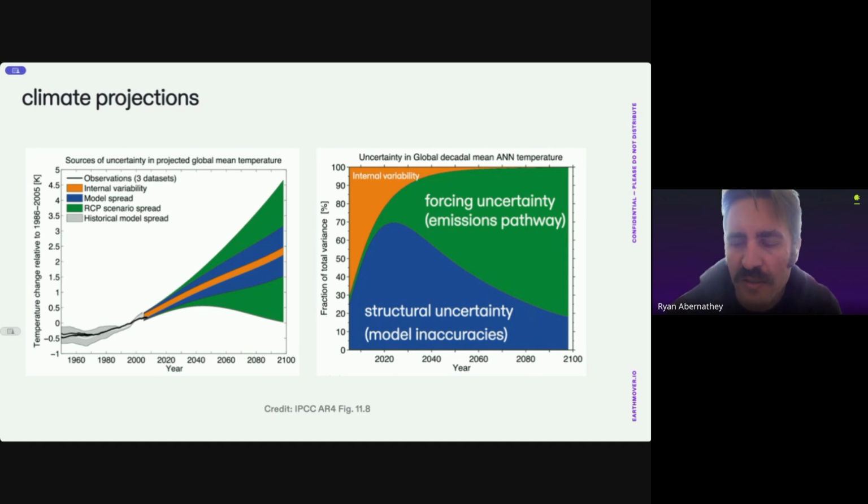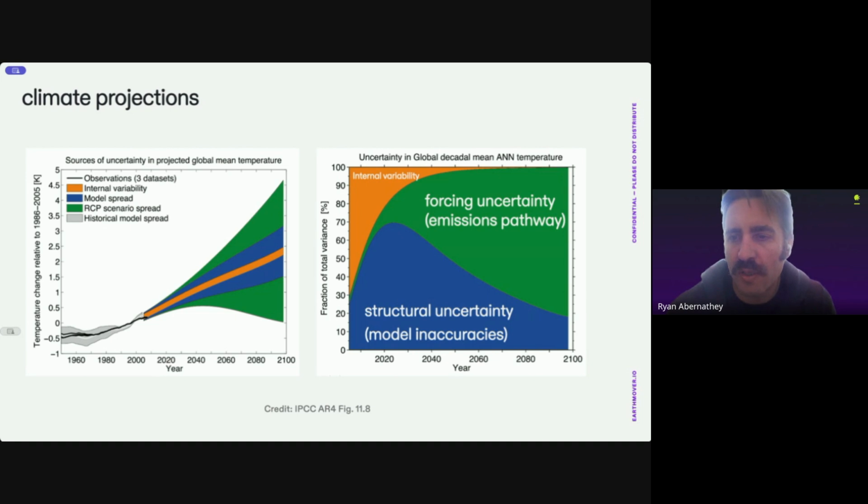And so you can see these nice figures from the IPCC report show the main sources of uncertainty in projected global mean temperature as we move out. Right? There are really three main sources of uncertainty in these types of forecasts. One is just the internal variability of the climate system itself, the inherent unpredictability of the climate system. That's shown in orange. The blue is what we call structural uncertainty, and it's related to our confidence in our ability to accurately model the Earth system, right?